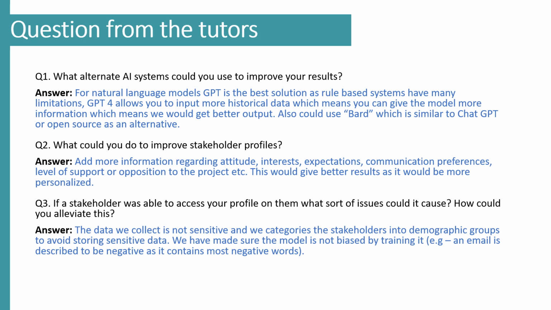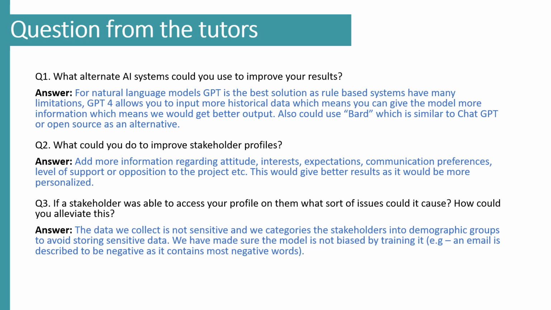Also, we could use systems like Bard, similar to ChatGPT, or open source alternatives to improve our results. What can we do to improve stakeholder profiles? Well, one thing that comes to mind is adding more information about the stakeholder, such as interests. Say the person plays tennis on the weekends. It allows us to produce an email that relates to the stakeholder, and it just allows us to make it more personalized.